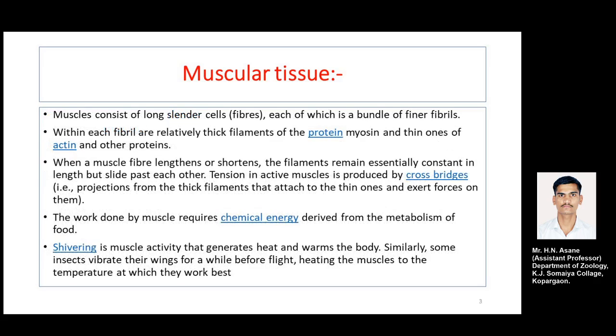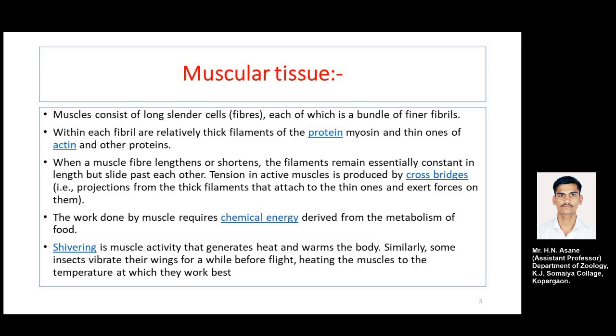So these muscles consist of long cylindrical cells that are the fibers, and each is a bundle of fibrils. Within each fibril there are relatively thick filaments of the protein known as myosin and thin ones of actin, which is also a particular type of protein present in this fibril.